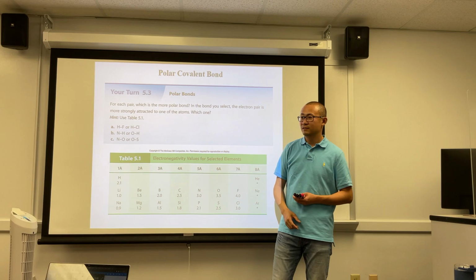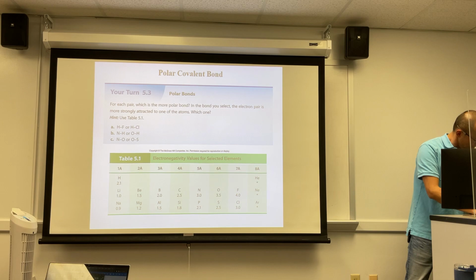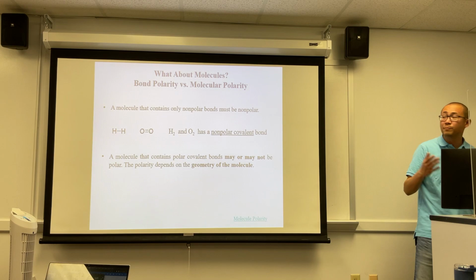And C, again, you guys figure it out. You may have to use the numbers to do some math and see which one is more polar. Okay, I'll leave it here. But A and B, like I said, you can solve without the table. Of course, you need a periodic table, but not the table with the numbers. All right?